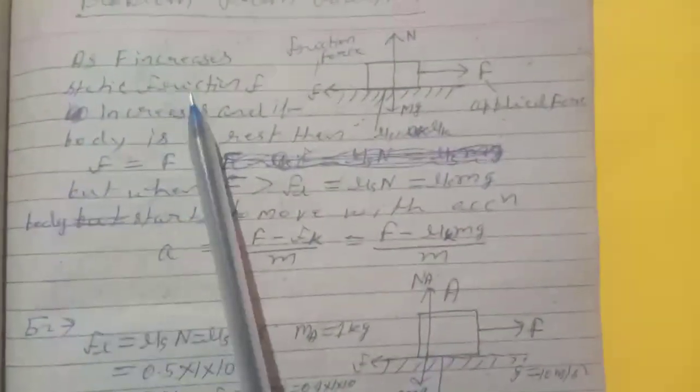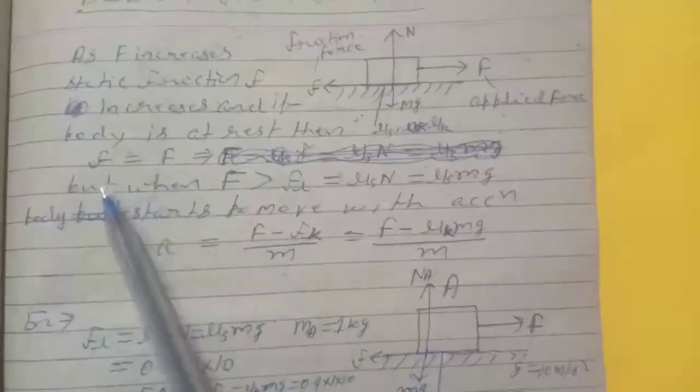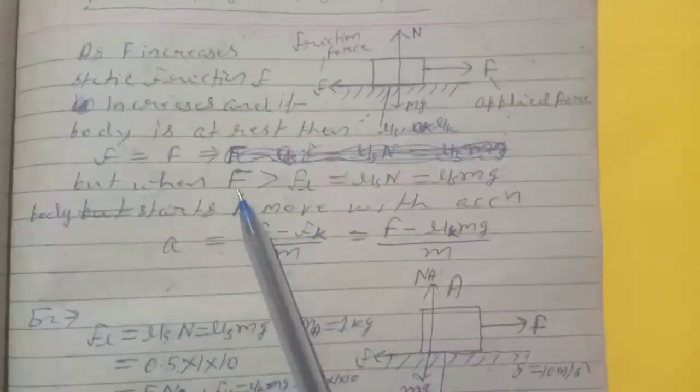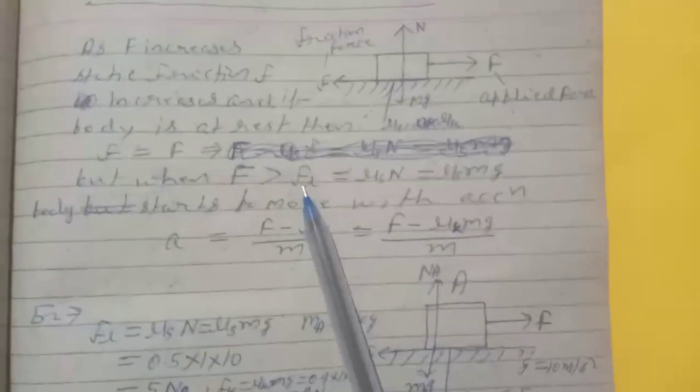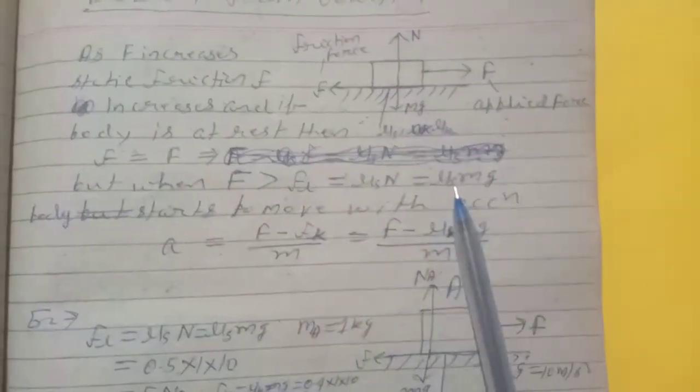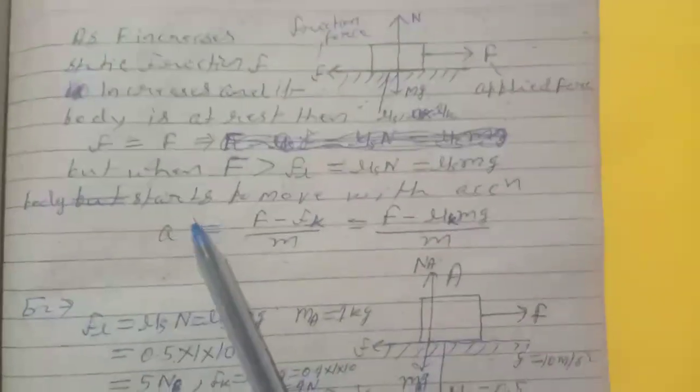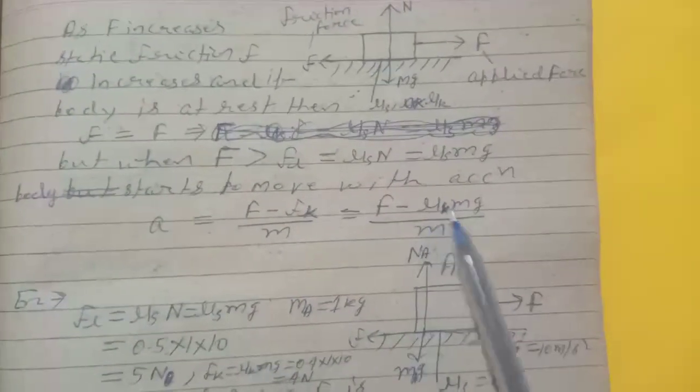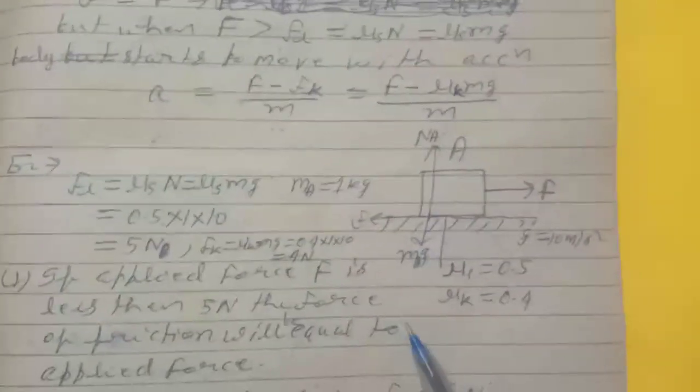Here it is written: as F increases, static friction f increases, and if the body is at rest, then f equals F. But when F is greater than FL, that is mu s into N, when the applied force becomes greater than the limiting friction force, that is mu s into N or mu s into mg, the body starts to move with the acceleration a equals F minus Fk by m, where Fk is the kinetic friction given by mu k into mg, or F minus mu k into mg by m. This is the acceleration.